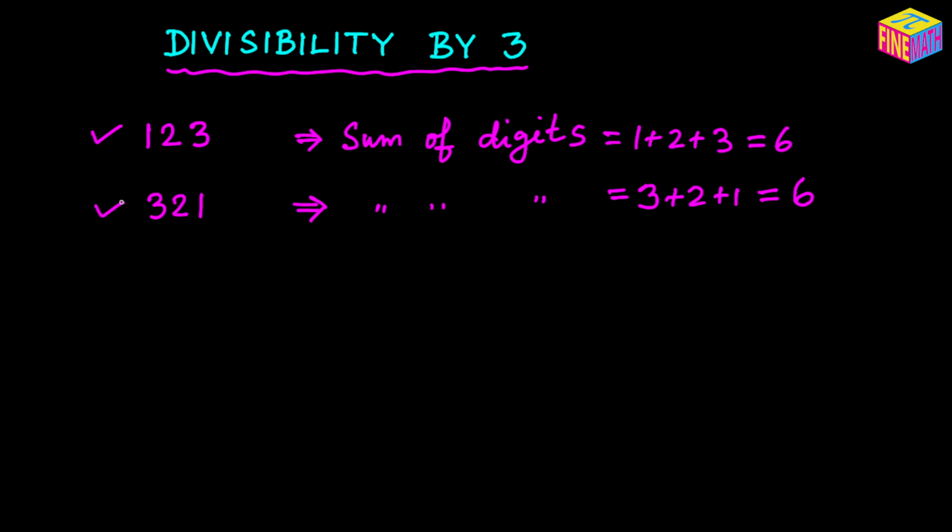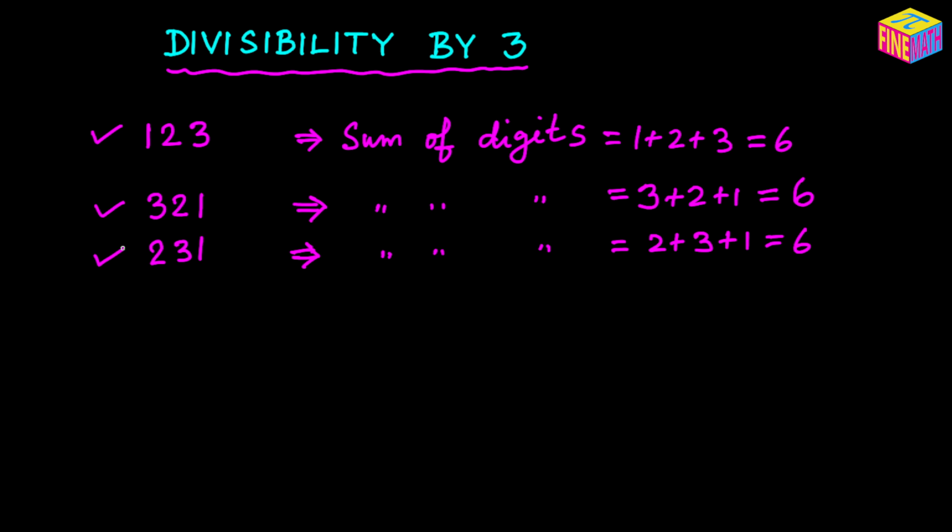And if we try one other number, let's say suppose 231, right? Is this going to be divisible by 3? Yes, of course it will be, because in this case also the sum of the digits will be 2 plus 3 plus 1, which is again 6. That means the number also should be divisible by 3. So it looks like the rule is working.